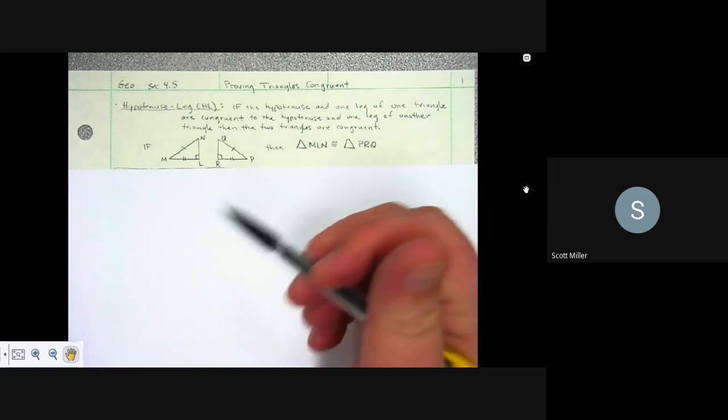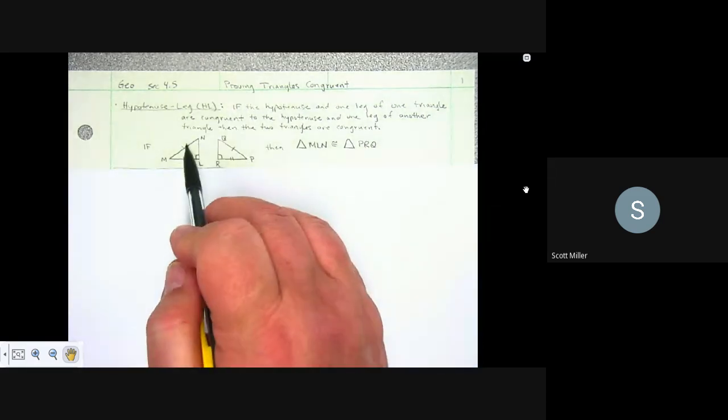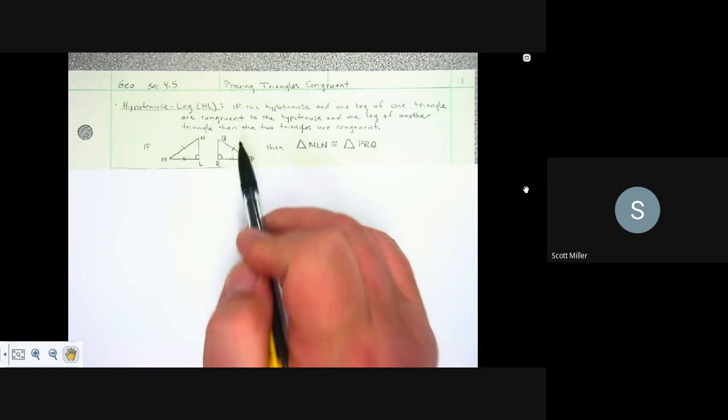So first off, you have to have a right triangle. And then I have to have the hypotenuse and one of the legs congruent to the hypotenuse and one of the legs in the other triangle. Then the two triangles will indeed be congruent. Okay? So that's the last one. Let's go do some problems associated with it.